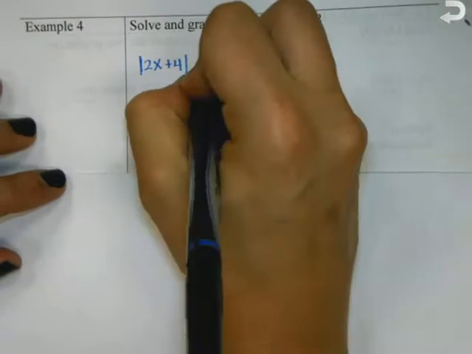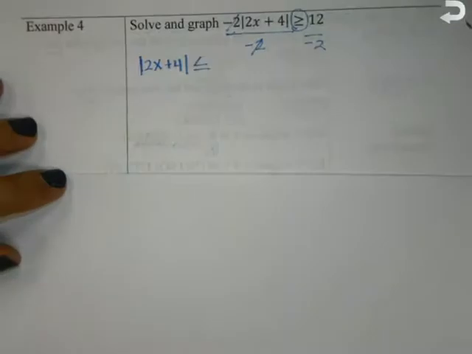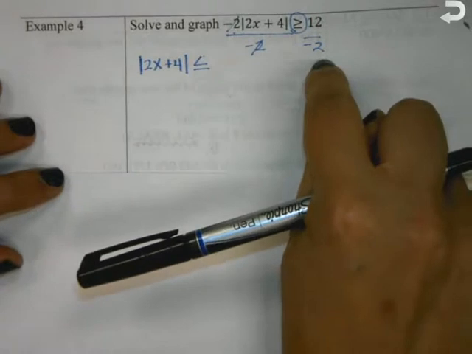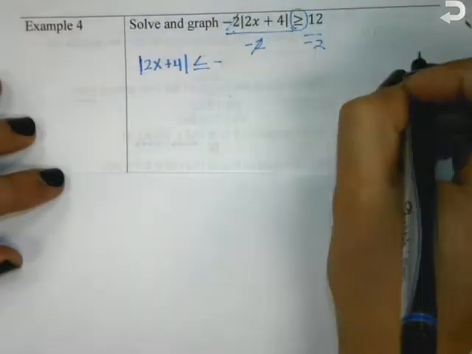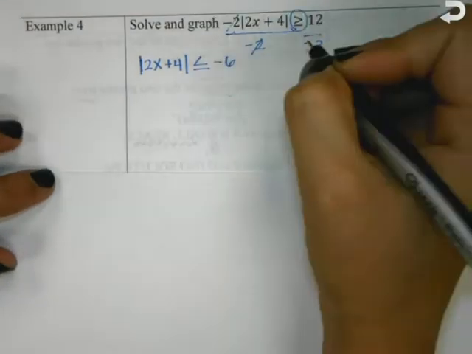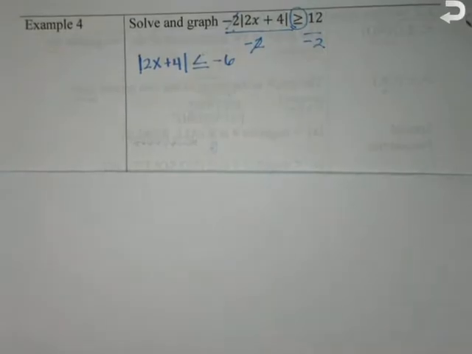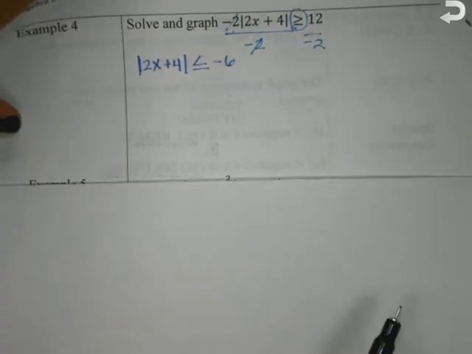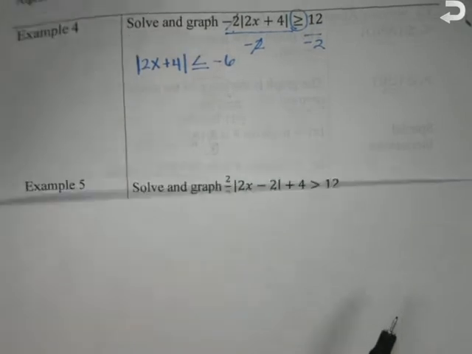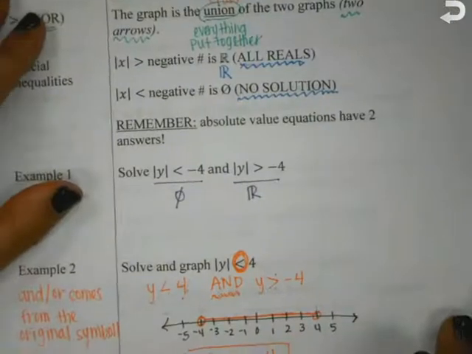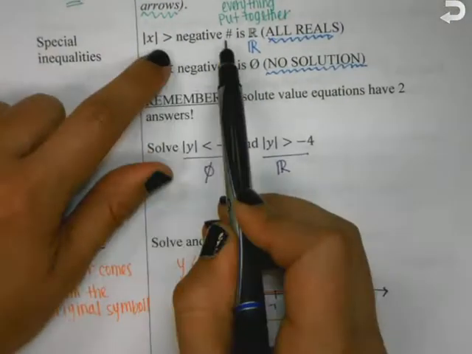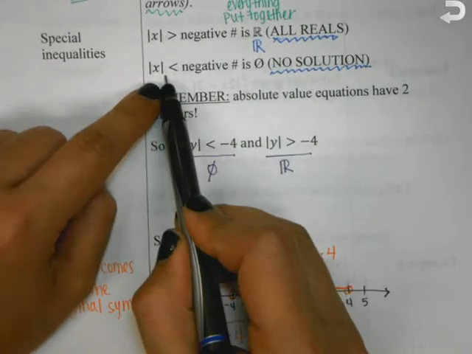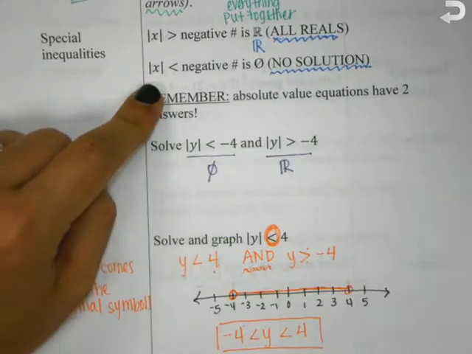Okay, so now we have a negative involved. When I have a negative involved, that was one of my special cases. So let's go back and look at my special cases. I flip the paper over. If I have greater than a negative, my answer is all real numbers. If I have less than a negative, my answer is no solution. So what do I have here? In example number 4, we have everything is less than or equal to a negative. So I can stop there, and I know that there is no solution. So I am done with example 4.